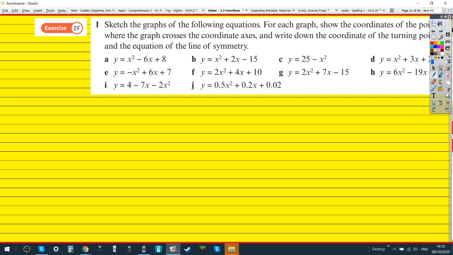I just want to see, is there anything different there? No. So this one, J, that's just going to be all the same to your calculator, even though they're decimals. Yeah. Okay.